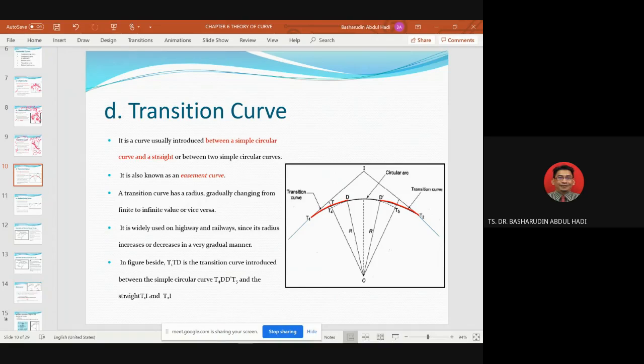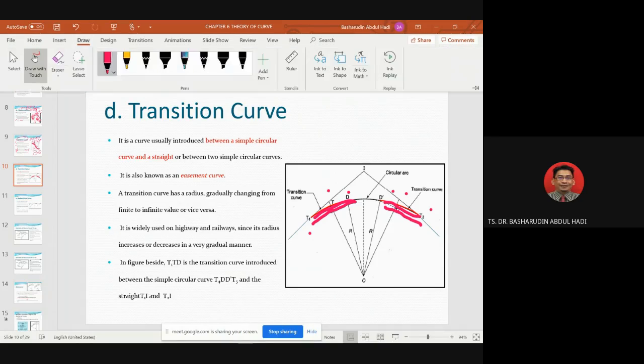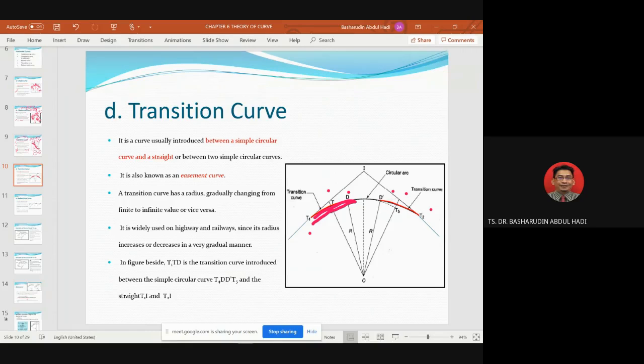So you can see that we call it T1, D, D1, T2. You can see that transition curve in the red color here, and this transition curve from T1 to D and D prime and T2 is the same, right? But this one we call it a transition. Look at it very clearly.